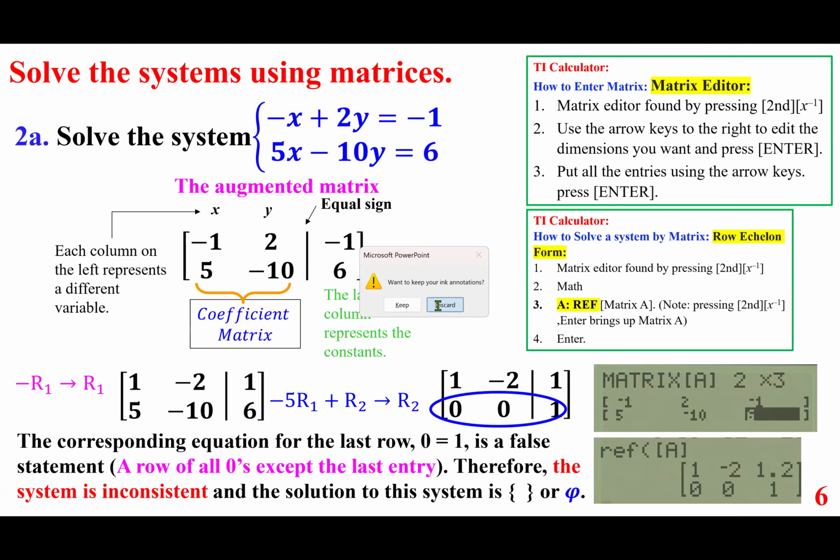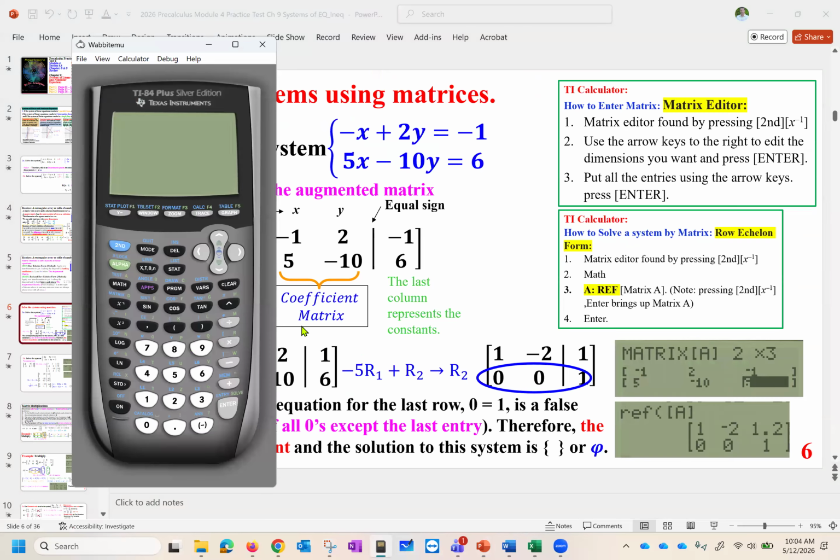Now, quickly, if I wanted to show you using a calculator, to get the matrix editor, we want to press second and x to the power of -1. And we are going to go to the right and edit. It's on A. You can go to B, C. Those are different matrices. So A matrix, we had, okay, it is already 2 by 3, but you can change it.